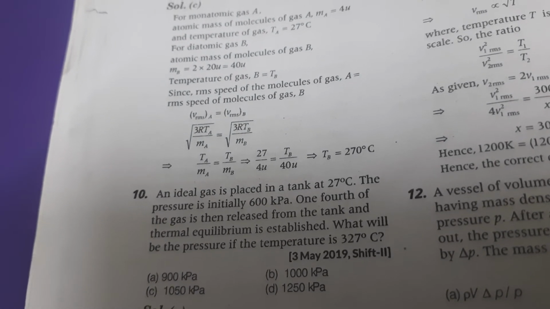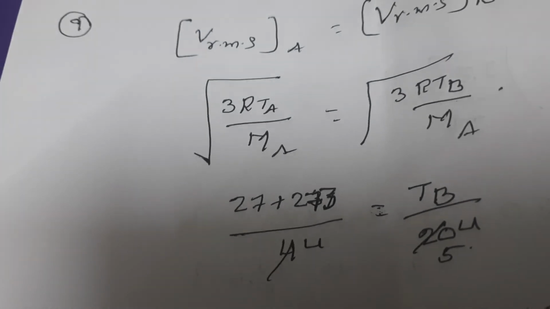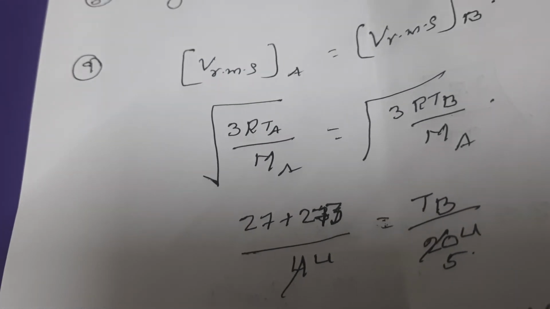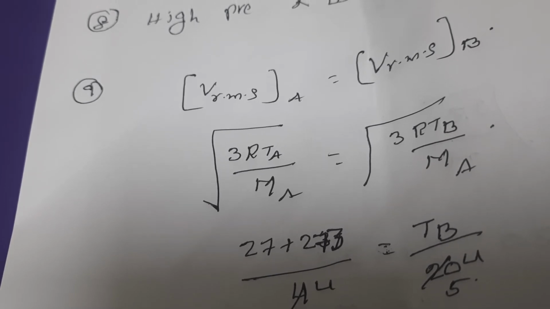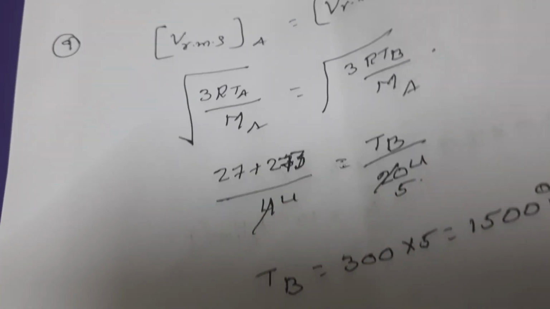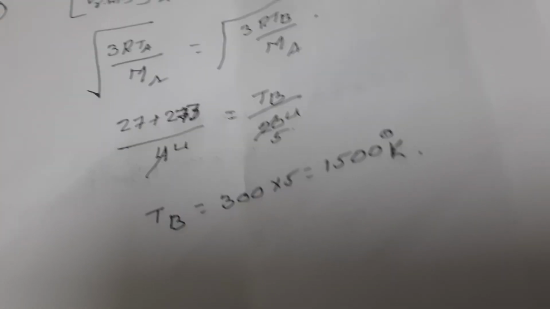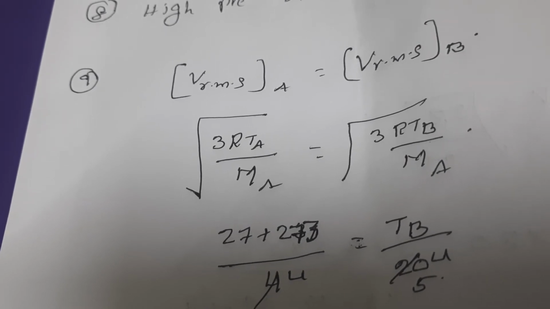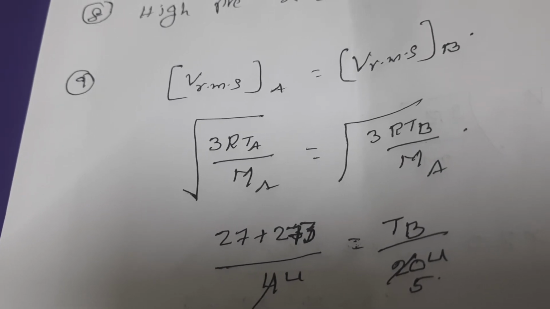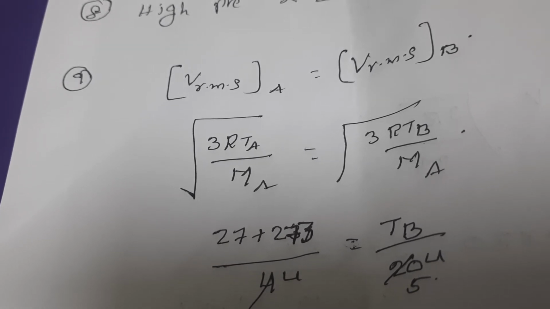Here also we can go through the ideal gas equation. Before that, VRMS we have to use, not the ideal gas equation. VRMS equals, what is the formula? Root of 3RTA by MA. TA belongs to the temperature of this one. We have to substitute all values. Finally, you are getting the temperature of gas B as 1500 degree Kelvin. See, this is the relation between them. When they are giving in centigrade, we must convert into degree Kelvin. We should add 273 to it.